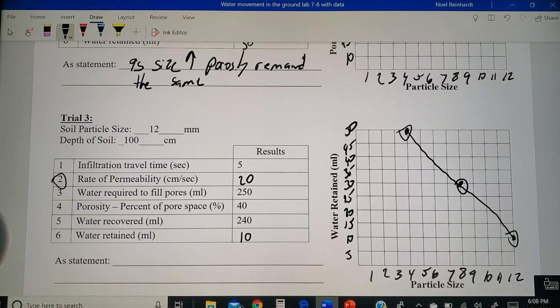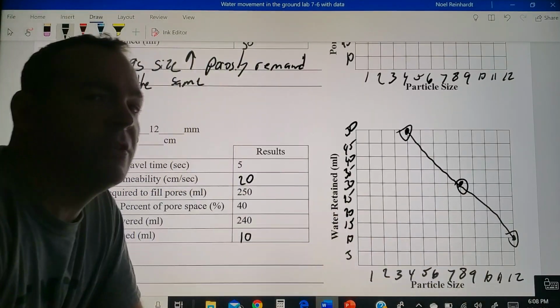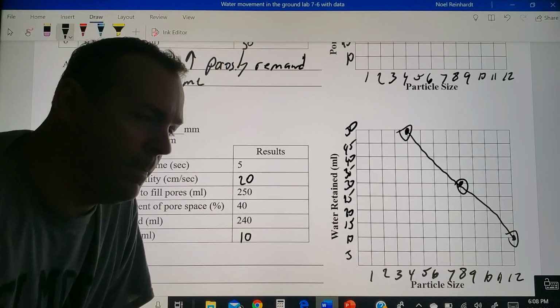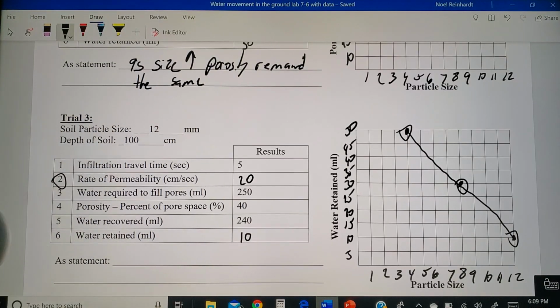Circle your points. And for an as statement, well, again, as particle size increases, this time you're hanging on to less water. Okay, you retain water, you're going to swell. You're hanging on to that water. So let's get in there. The as statement: as size increases, the water retained decreases. Okay, a classic inverse relationship there.